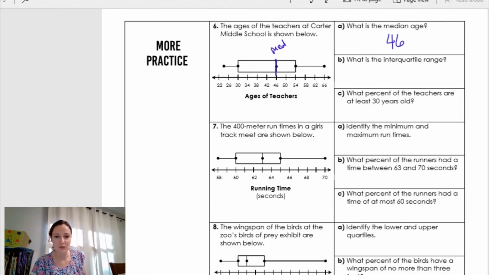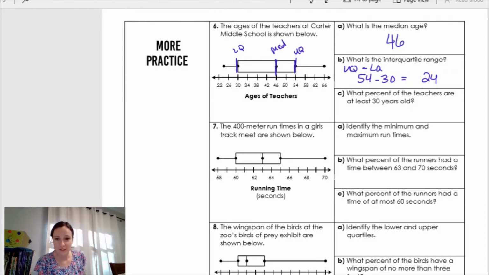What is the interquartile range? Remember, that's your upper quartile minus the lower quartile. The end of the box on the right side is the upper quartile. The lower end of the box is the lower quartile. So you take that upper quartile value of 54 and subtract your lower quartile of 30. 54 minus 30 is 24. So the interquartile range means 50% of your teachers have a 24-year age difference.